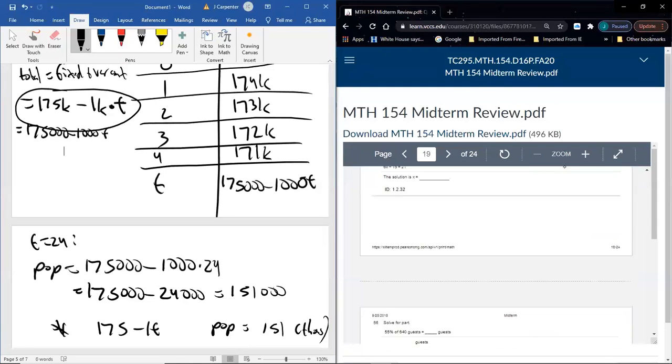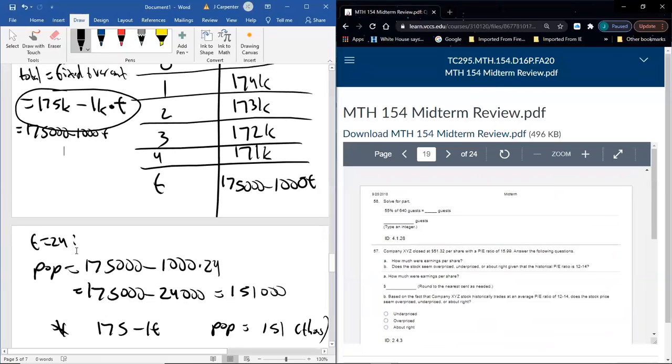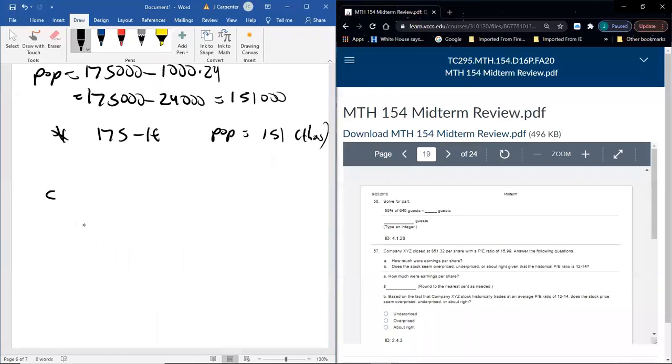All right. And let's finish with this 56. 55% of 640 guests is what? That's what they're asking, is what? 55% of 640 guests is what?